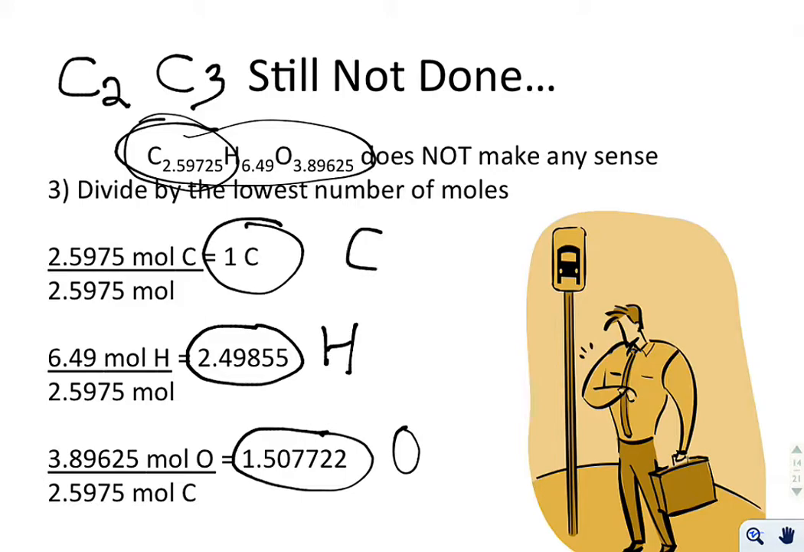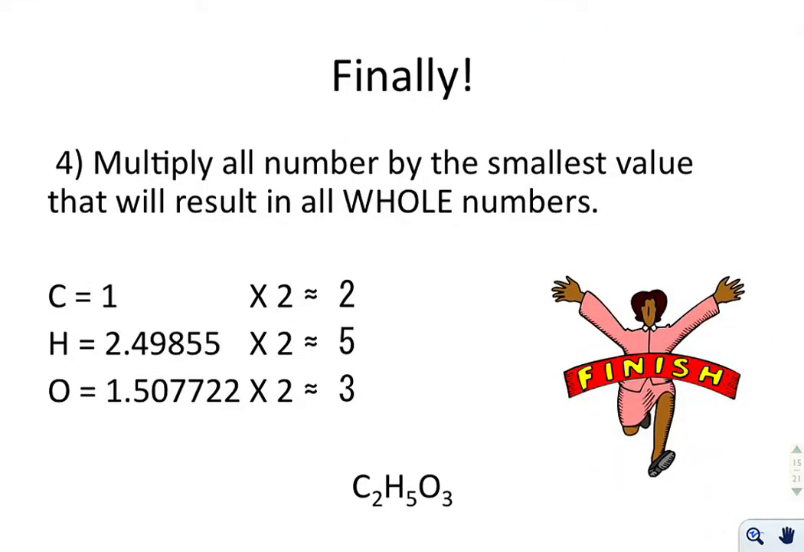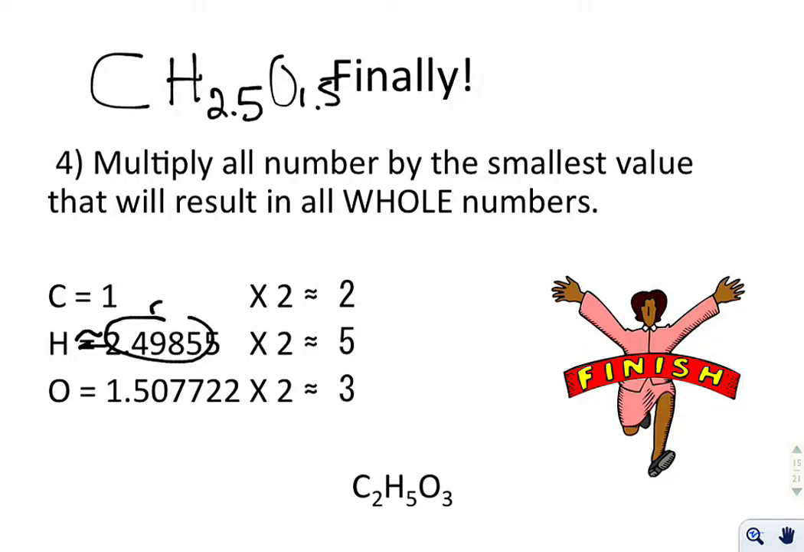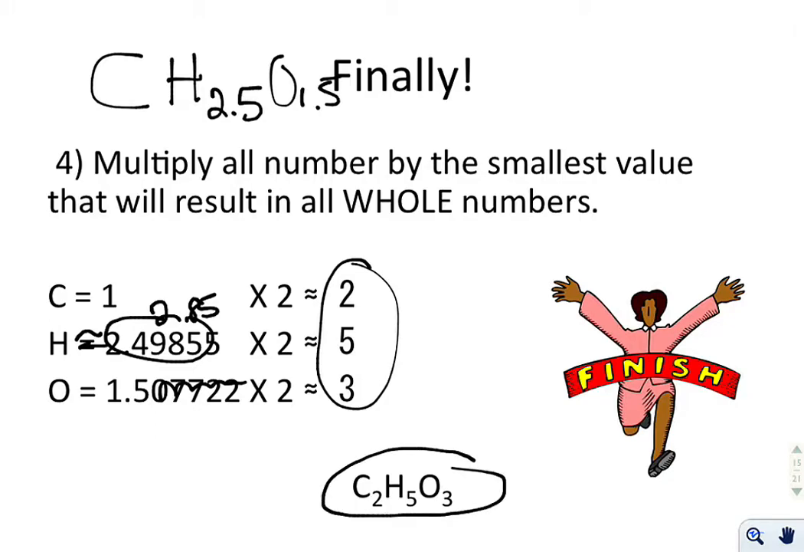But I still have this problem. It's still not going to be CH2.5O1.5. So now what I need to do is multiply all the numbers by the smallest value that will result in whole numbers. And if you look, this 2.4985 is roughly 2.5. Remember, we didn't use the exact gram formula mass. This oxygen is roughly 1.5. So when you multiply it out, you get 2, 5, and 3. So the formula for whatever it was, based on that percent composition, is C2H5O3, and it's finally done.